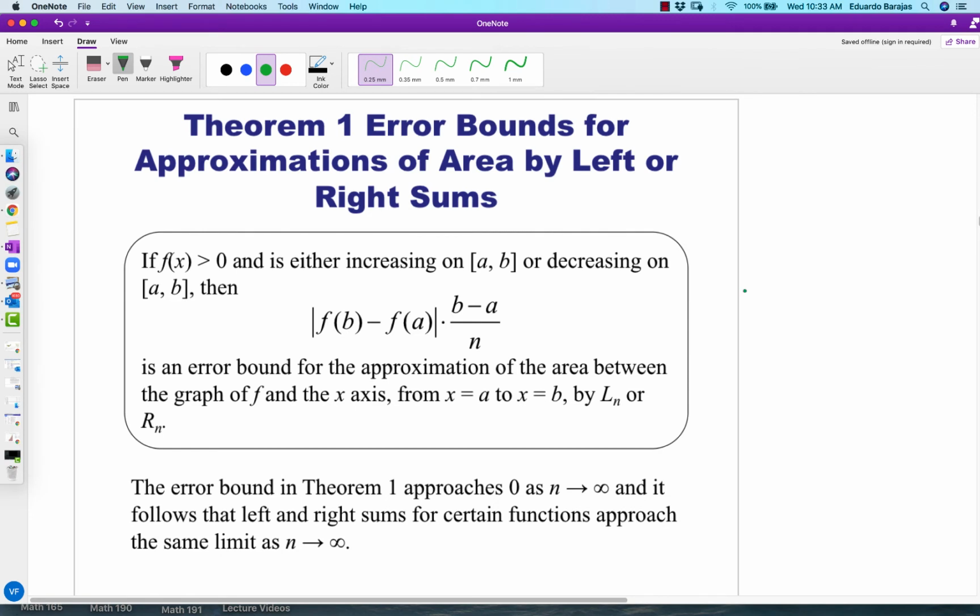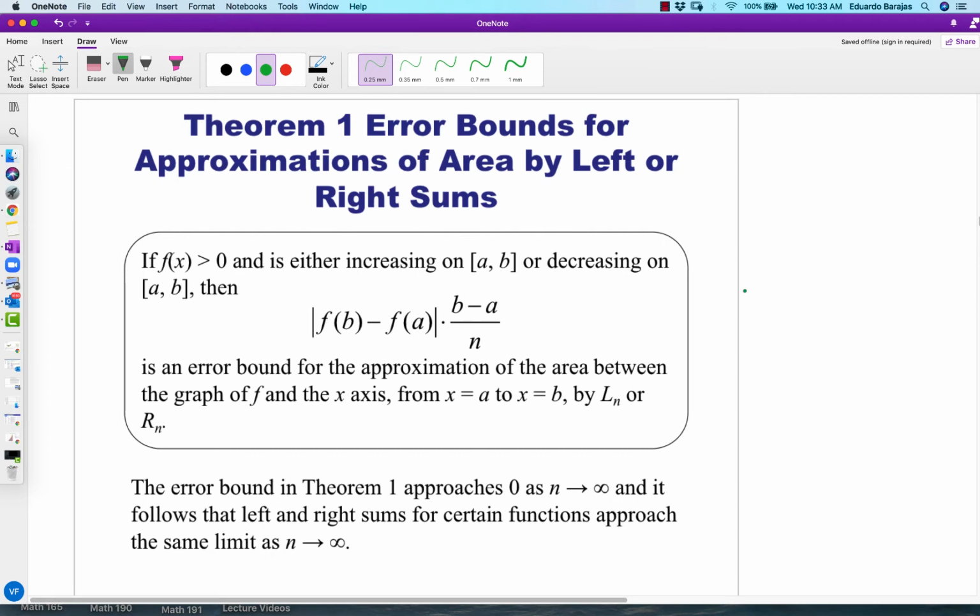Okay, theorem 1. Error bounds for approximating an area by left or right sum. So if f of x is greater than 0, and is either increasing on [a, b], or decreasing on [a, b], then the absolute value of (f of b minus f of a) times (b minus a) over n is an error bound for the approximation of the area between the graph of f and the x-axis, from x equals a to x equals b, by either the L sub n or the R sub n rules, the left n rules or the right n rules.